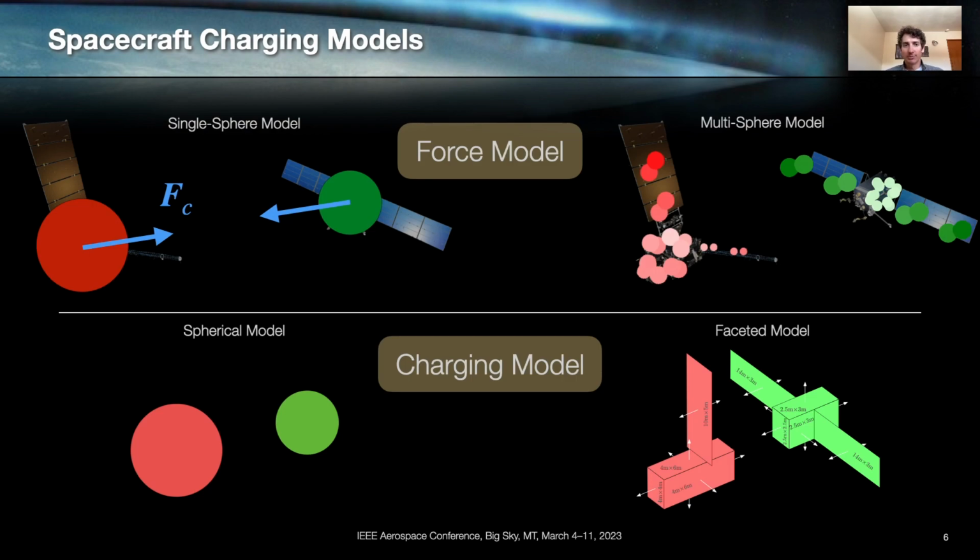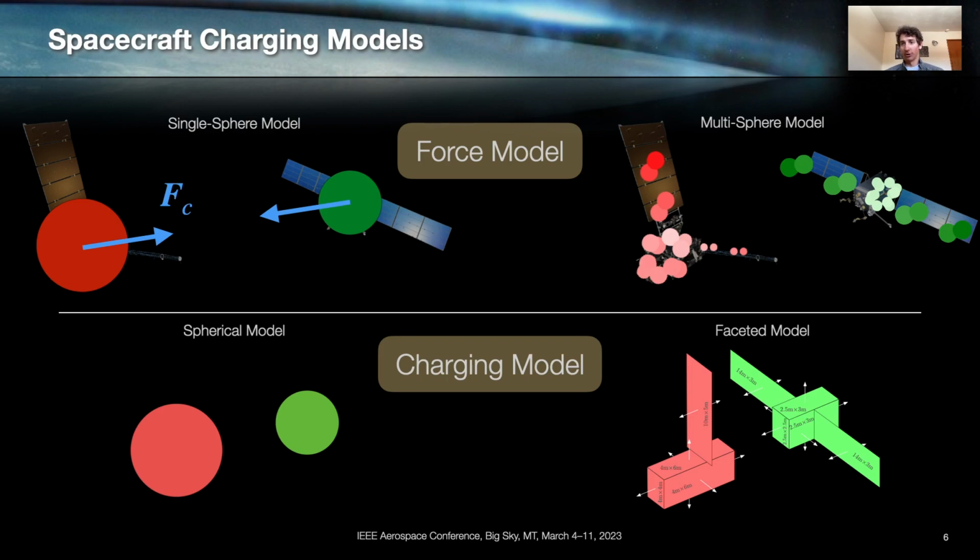So now let's get into spacecraft charging models. What can we do here, and what are the simple models, and what models are a little bit more complicated but more accurate? For the force model, the simplest case is to consider two spheres, so one sphere per spacecraft. A more advanced approach that was developed a few years ago is the so-called multi-sphere model. In that case, you use a lot of spheres to better represent the actual shape and charge distribution of a spacecraft of a complex shape, basically.